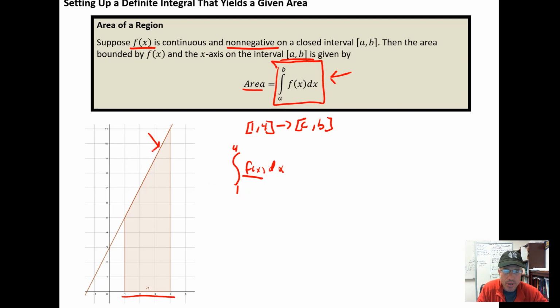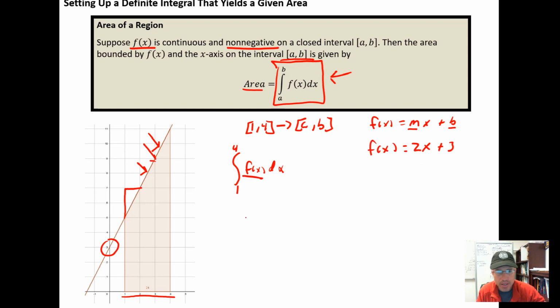that represents this curve. I look at that curve and I recognize it's a line, so it's a linear function, which means the function is going to have the form mx plus b, where m is the slope of the line and b is the y-intercept. So when I look at this curve, what I want to notice is that it's going up 2 and over 1, so the slope appears to be 2. So it'll be 2 times x plus the y-intercept. The y-intercept is 3, so it's 2x plus 3. So there's my function f of x under which I'm finding the area.